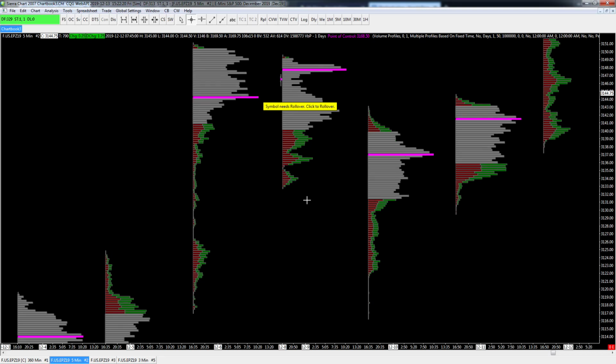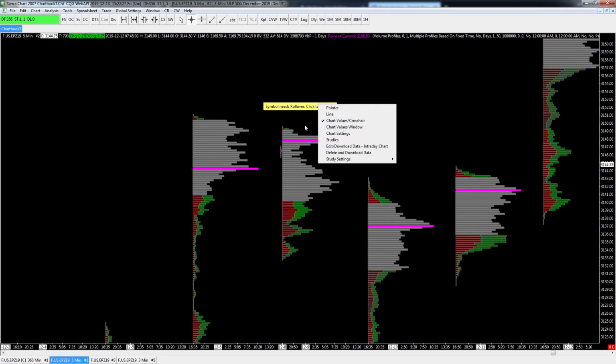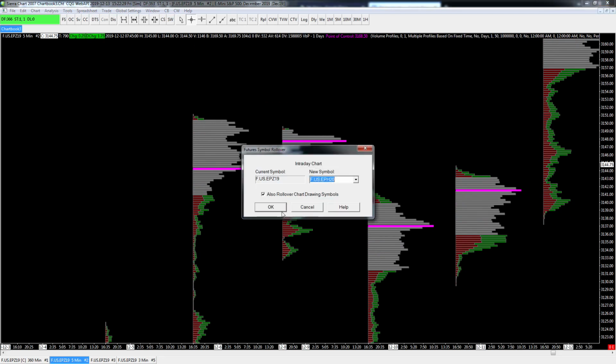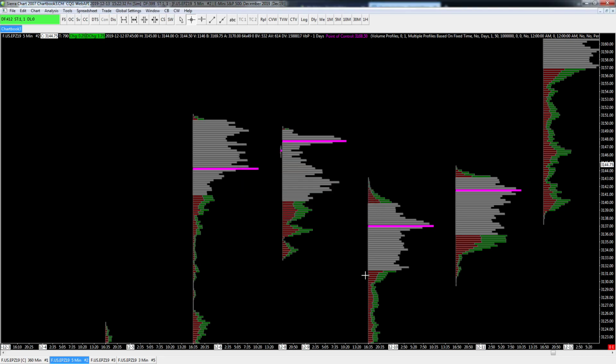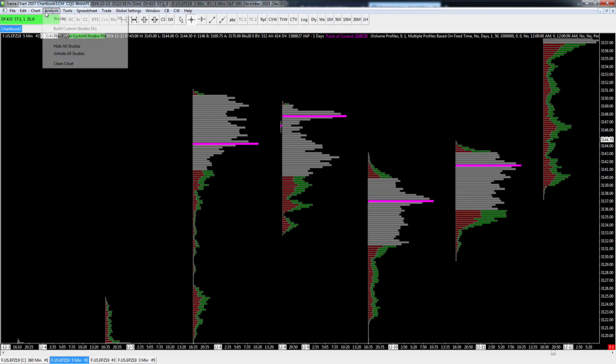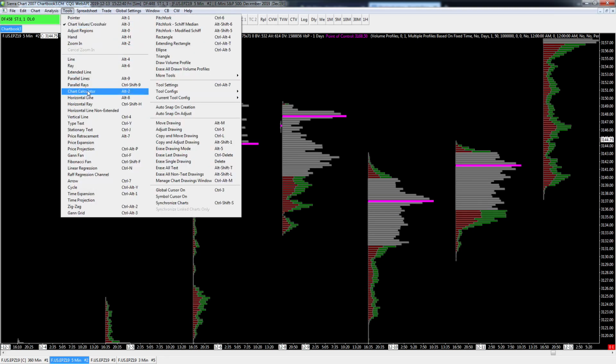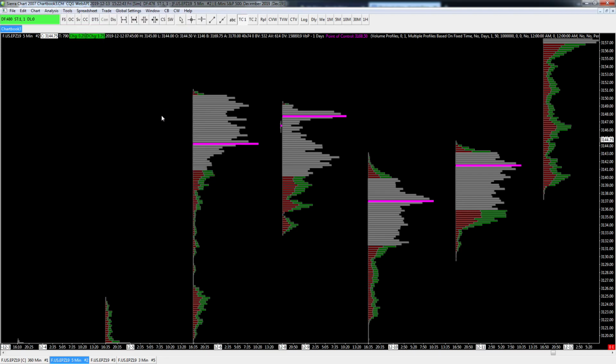Unfortunately, the profile is developed. Symbol needs rollover. Click to rollover. We're not going to do that right now. I don't want to roll over at the moment because we are in rollover. $137 even. So right here. Let's see how it aligns. What was that other trade entry on 137? Give me a moment.